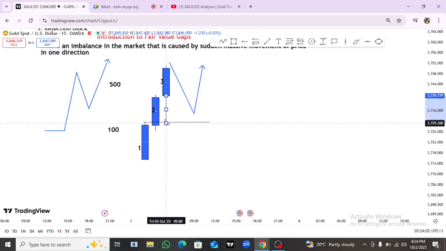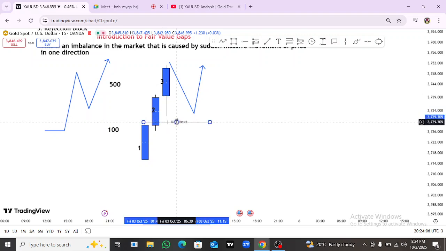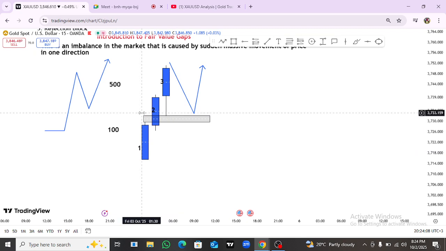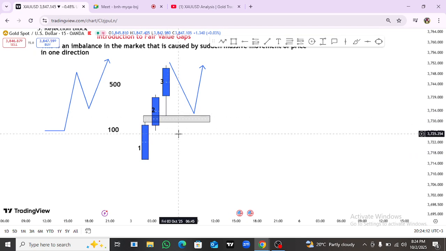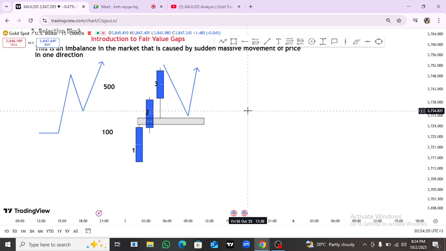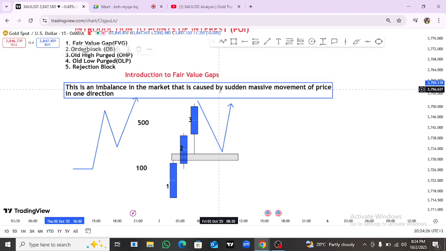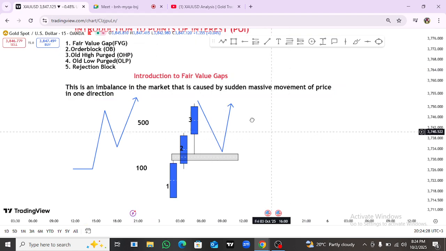But even if it's this small, if I can draw my rectangle between the wick of number 1 and the wick of number 3, that means that there is an imbalance in that price. Are we together? That's for a bullish scenario. Any question? That's okay. That's fine.